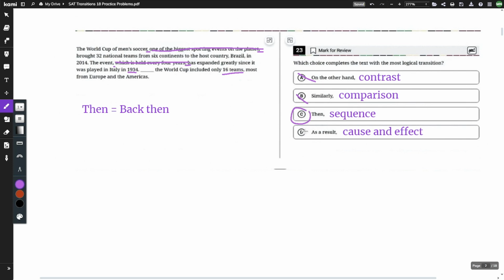Let's check D for funsies though. As a result, okay, dude, like, it expanded greatly, and as a result, there's only 16 teams. So you're telling me that it expanded and now there's less teams. That's definitely not cause and effect, so no. Anyways, our answer will be C.